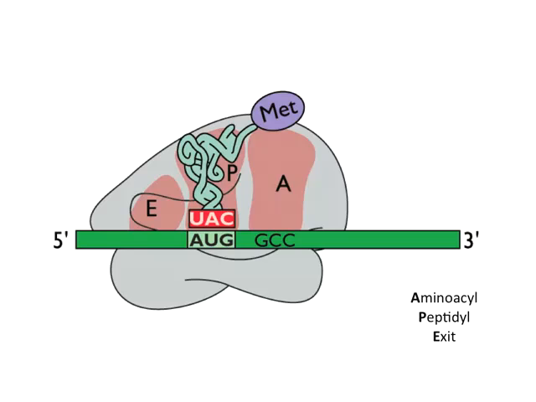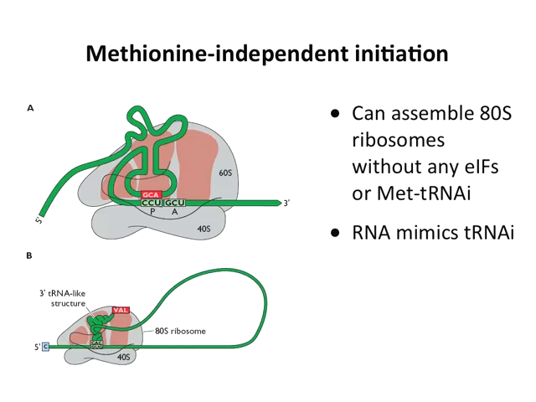There are examples of methionine-independent initiation in not only cells, but in virus-infected cells. And here are two of them. This is an example where you don't need a methionine tRNA because the viral RNA folds in a way that mimics a tRNA. So this is a viral RNA. It happens to be a plus-strand RNA. We'll talk about it in a moment.